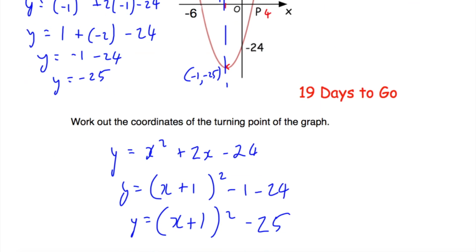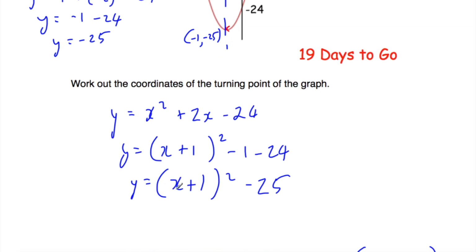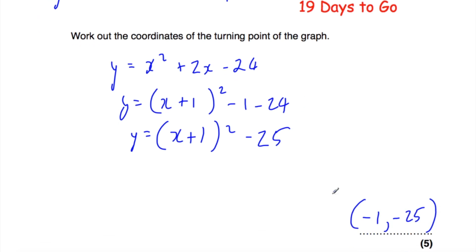So just go through it again. Because you've got plus 1 inside the brackets, that's f of x plus 1, so that moves the graph 1 square to the left. And then you've got subtract 25, so that's f of x plus 1, close bracket, subtract 25, so it moves it down 25. So again, that would be (-1, -25). Okay, let's look at our next question.